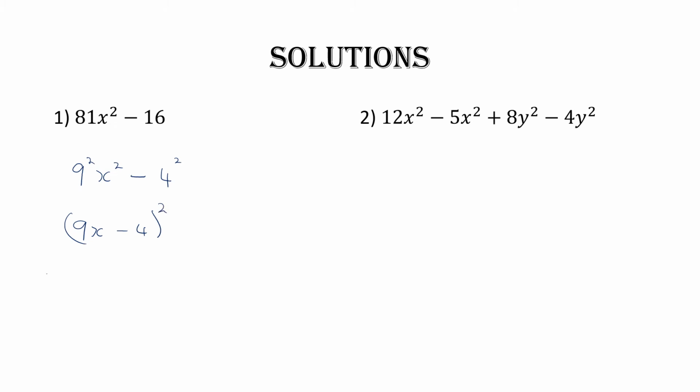And in turn, that will be the same as 9x minus 4 multiplied by 9x plus 4. And that's that. So, one done, 3 more to go. Here we established that grouping could work.